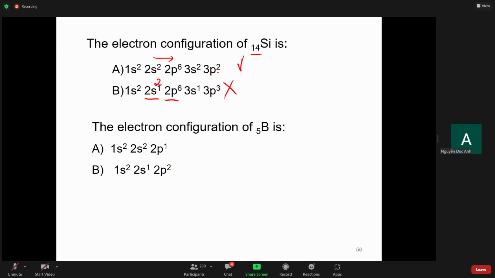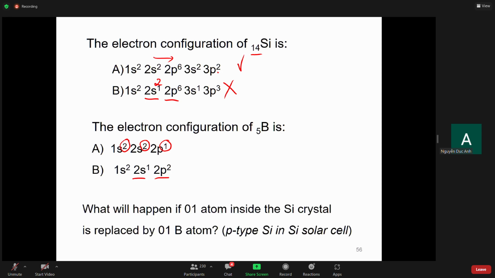Okay, in the case of B, boron, you have the same thing. 2s lacks an electron, but 2p has an electron, so it can't happen. You always have 2 electrons fill 1s, 2 electrons fill 2s, before moving to 2p. Okay, this is the way for you to continue to write down the electron configuration of any element.